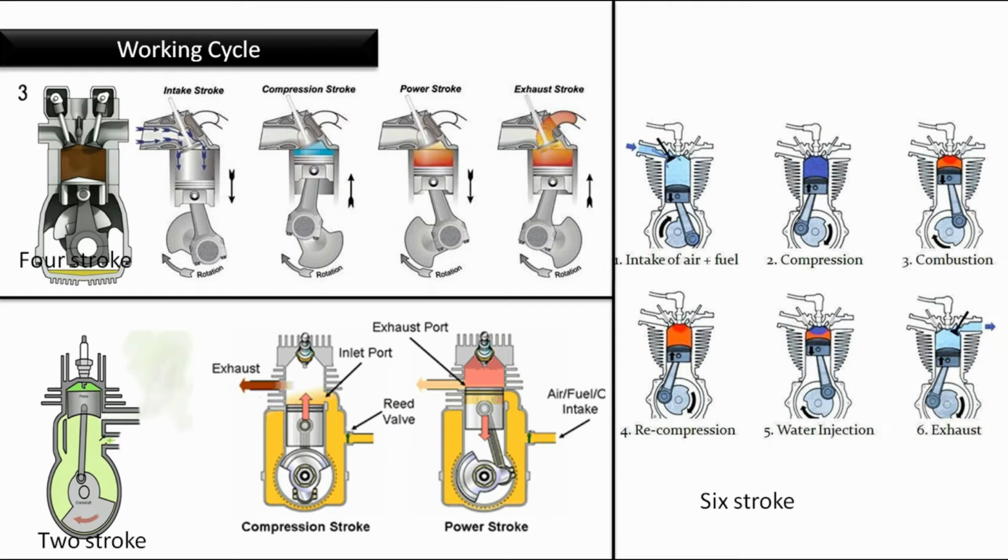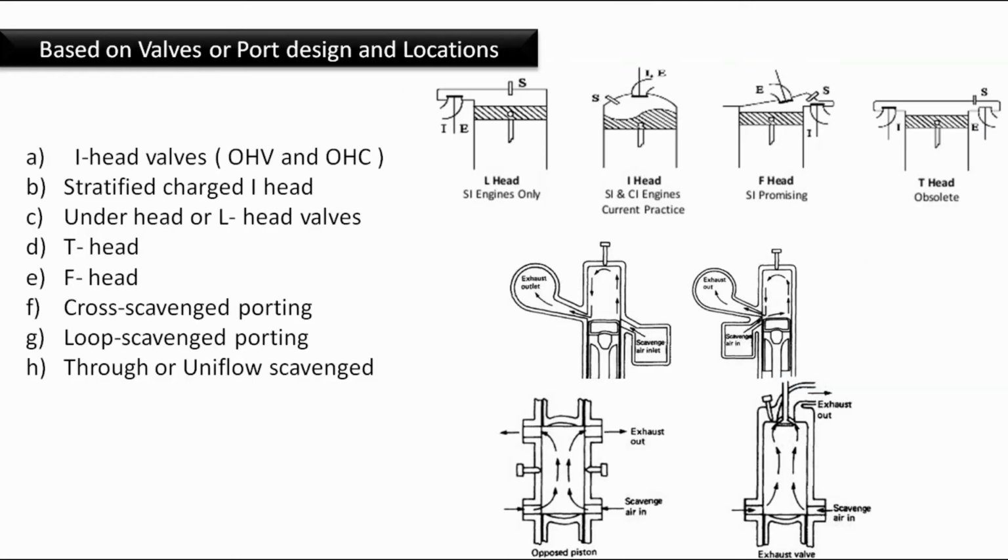Now the next classification is based on working cycle. We have 2-stroke engine, 4-stroke engine and 6-stroke engine, which we'll discuss in a later video. Based on valves or port designs and locations, we have I-head valved engine, stratified charge I-head engine, underhead or L-head engine, T-head engine, F-head engine, cross scavenged porting engine, loop scavenged porting engine, throughflow or uniflow scavenged engine.